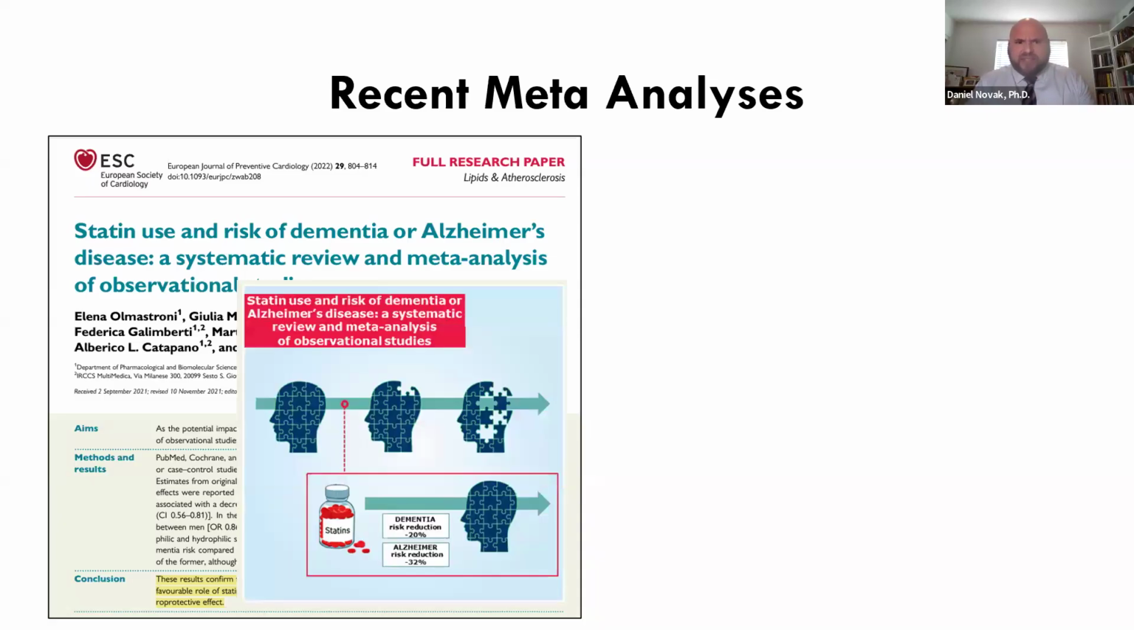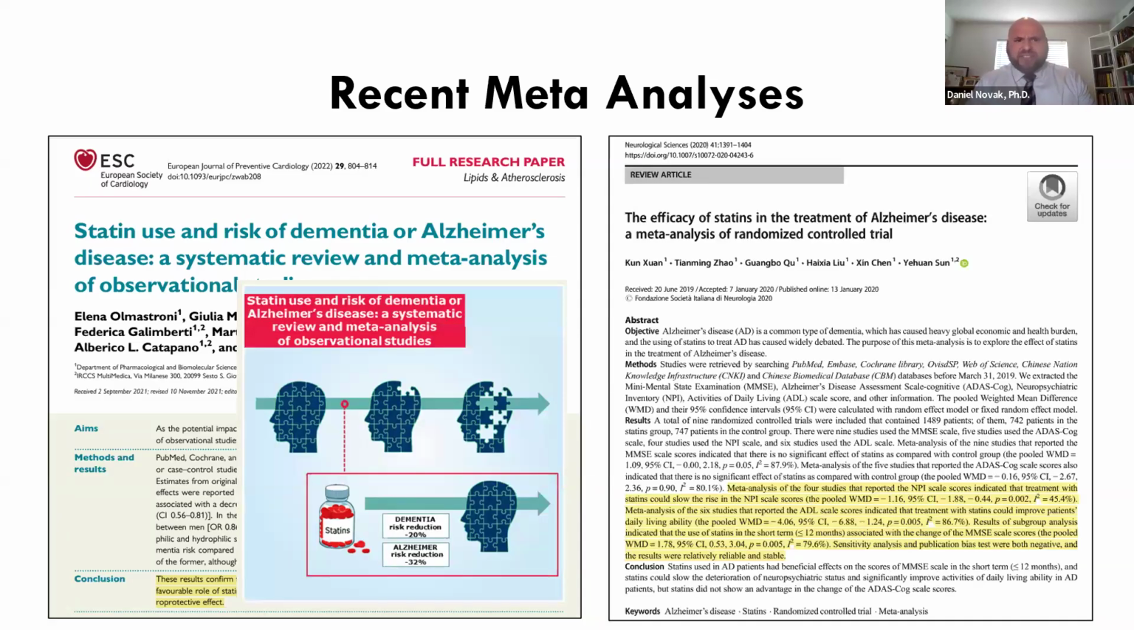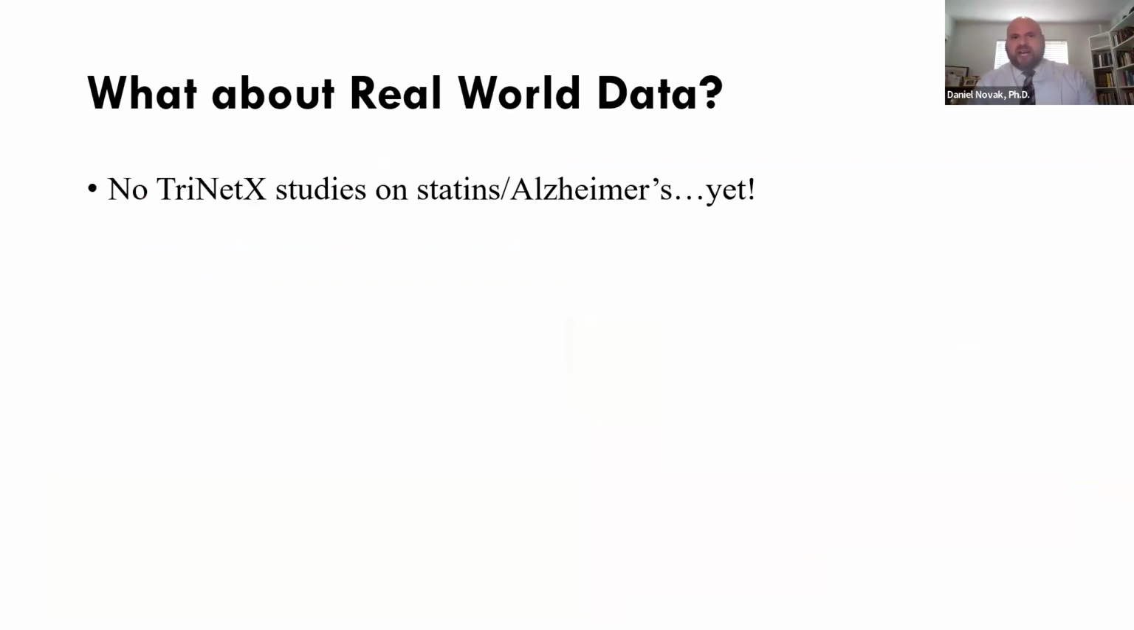In another case, there are at least 2 meta-analyses, one of observational studies and one of randomized controlled trials, that came up with not as clear-cut results as you would think based on some of these. So dementia risk reduction was on the order of 20% in one study, and Alzheimer's generally was on the order of 32% in another study. But that is, once again, from a meta-analysis of observational studies. And in the meta-analysis of randomized controlled trials, it's a lot murkier still.